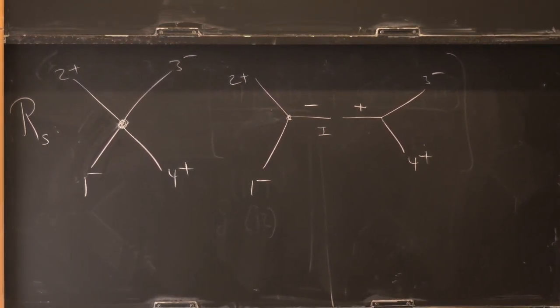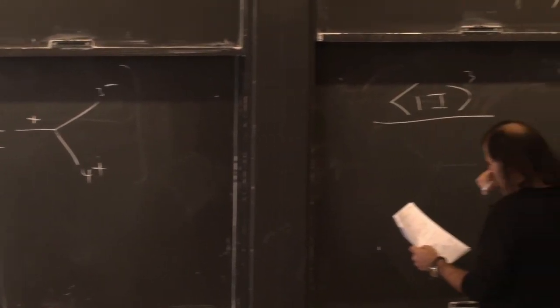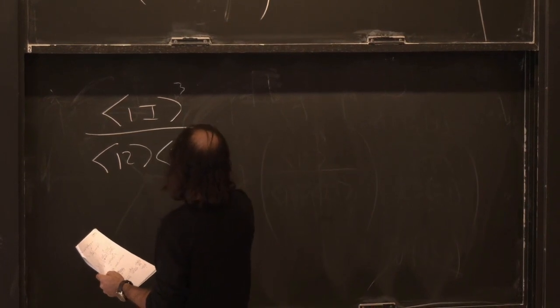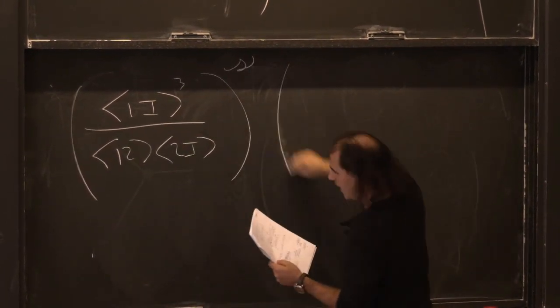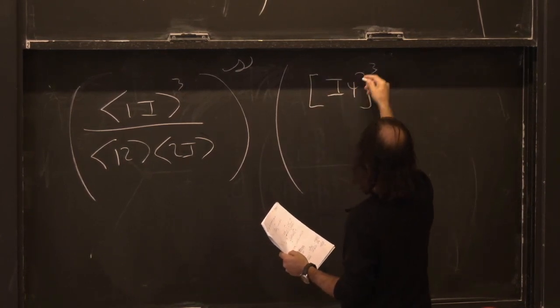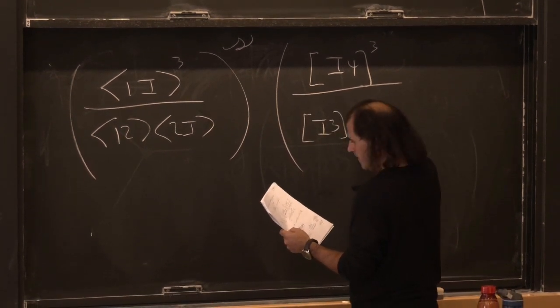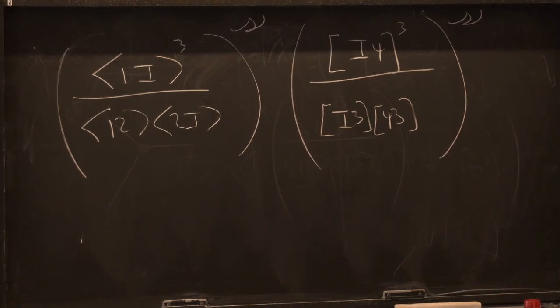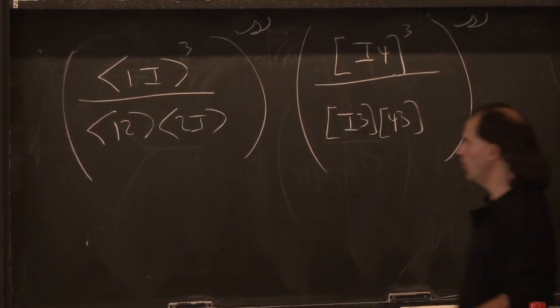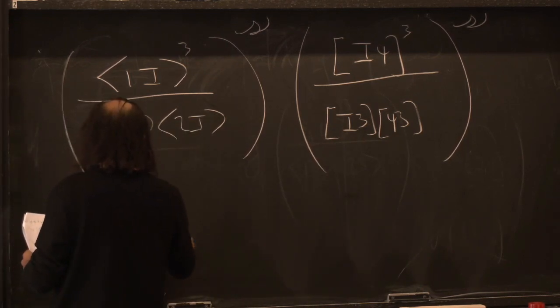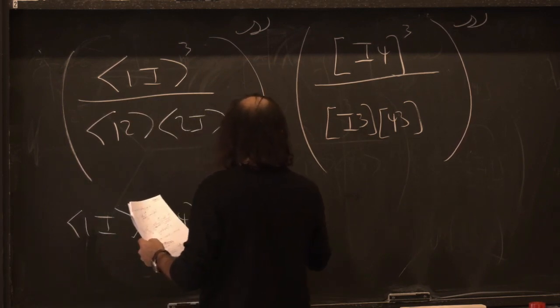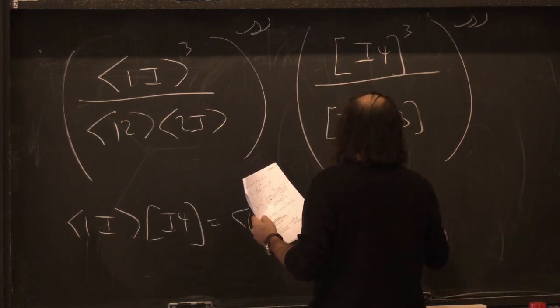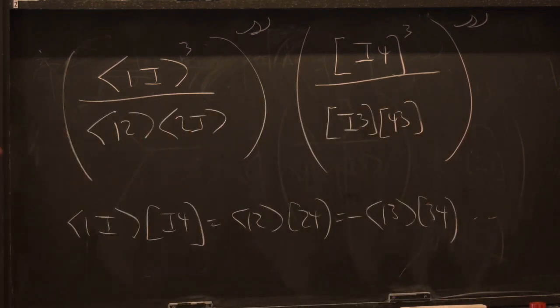So that's ⟨1I⟩ cubed over ⟨12⟩⟨2I⟩ to the power of the spin on one side, and on the other side, I have the other kind of bracket, so [I4] cubed over [I3][34] to the S. And now we're going to do exactly the same trick we've seen already in the previous case, that all sorts of formulas like, we'll use over and over again things like ⟨1I⟩[I4], for example, is equal to ⟨12⟩[24], or is also equal to negative ⟨13⟩[34], and so on. So if you do that, you can eliminate the I from these formulas, just like we did before. Now let me just write down what the answer is. It's a very simple answer.